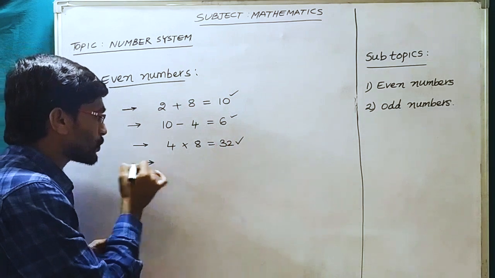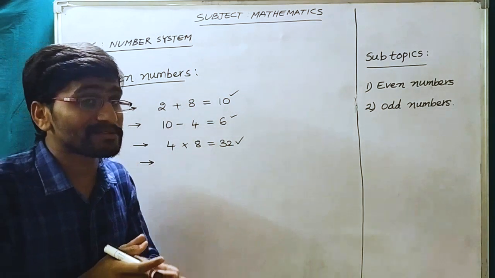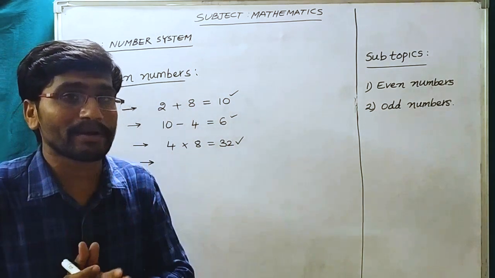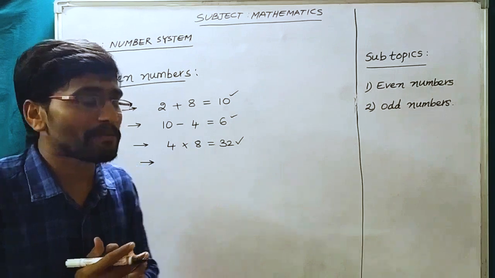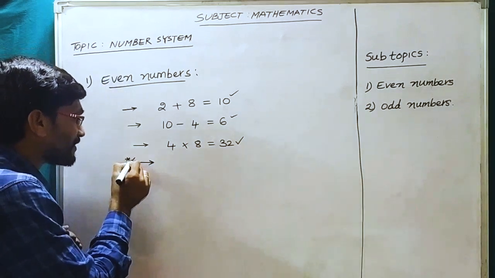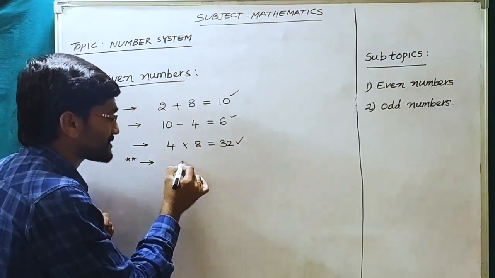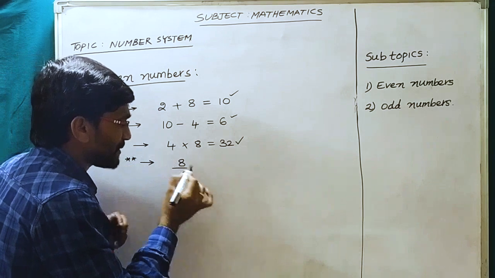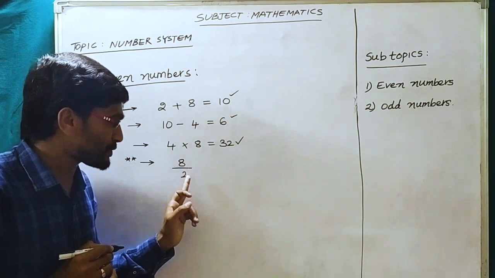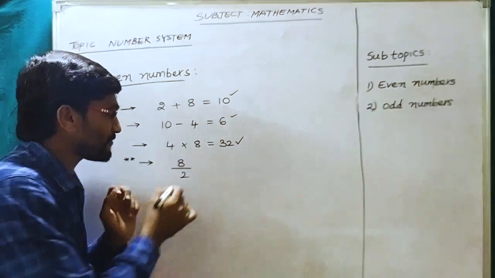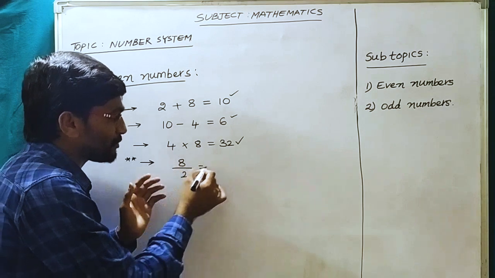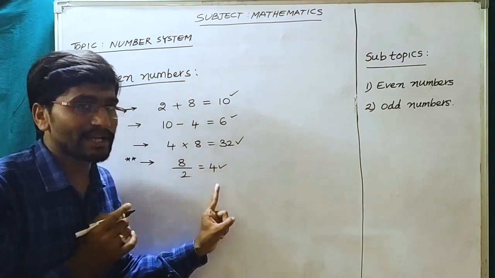Next, quotient of any two even numbers need not be an even number. It is very important. Let us see. 8 is divided by 2. 8 is an even number, 2 is an even number. If we divide 8 by 2, what do we get? 4. 4 is an even number.